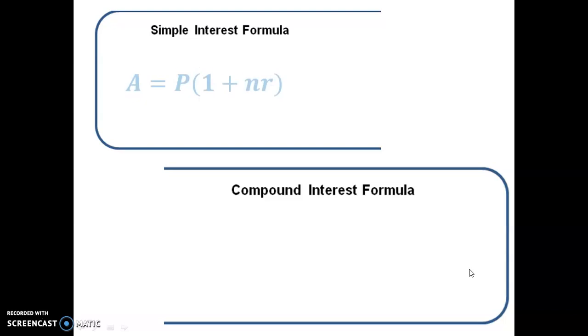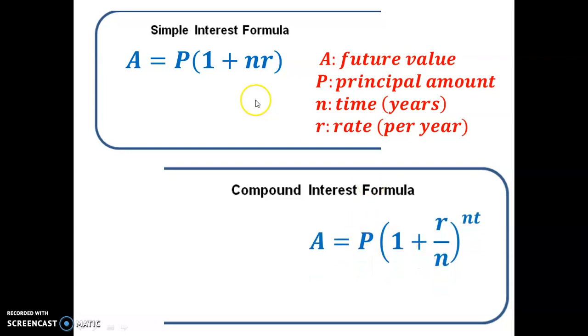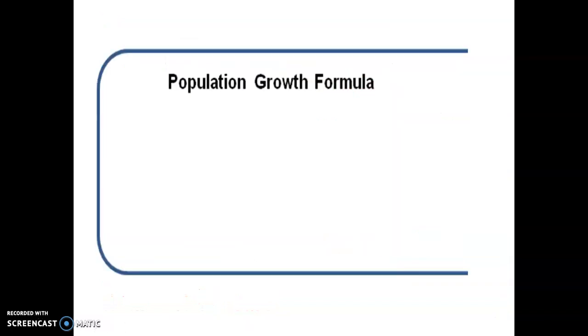Okay, first of all, these are the formulas we will need. There's the simple interest formula. There's the compound interest formula, which is just another version of this one. And there is the population growth formula, which is just a geometric sequence.